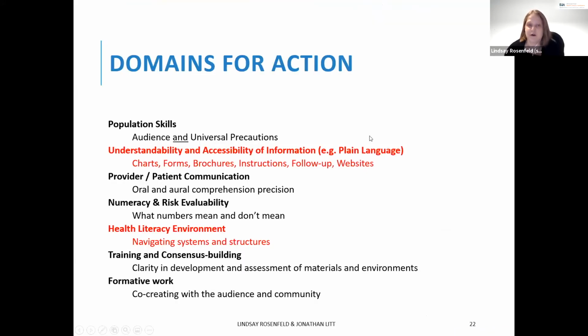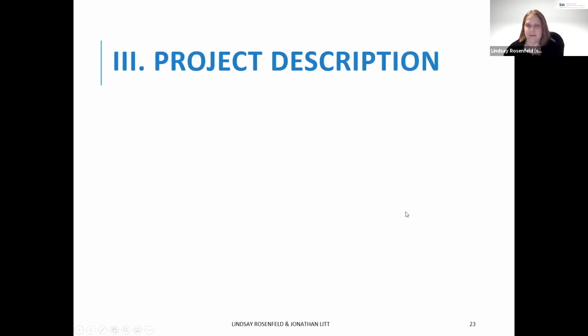So today we're going to focus particularly on only a few domains for action. All of these are relevant, of course, but today we're really going to focus in on the ways that we did assessment for looking at understandability and accessibility of information, and then the way that we did this for the health literacy environment. So Jonathan, I turn it over to you to talk about the project itself. Terrific. Thank you so much, Lindsay.